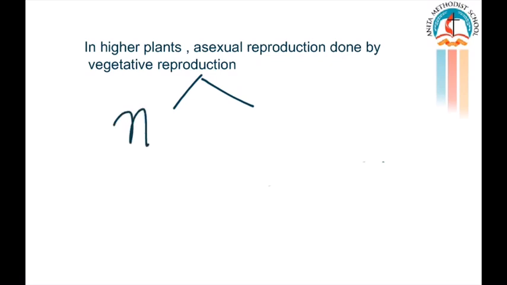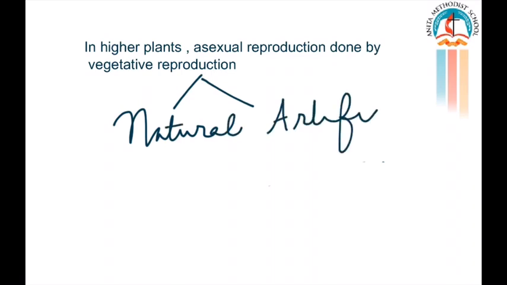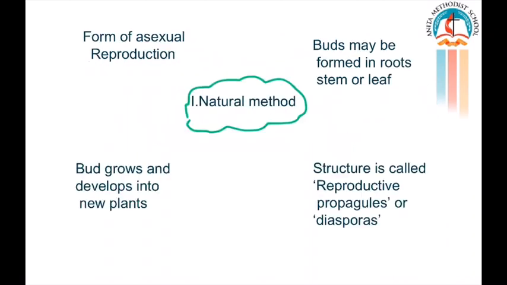One is a natural method and another one is called artificial method. These are the two types of asexual reproduction methods in plants. Let us learn about the natural method.